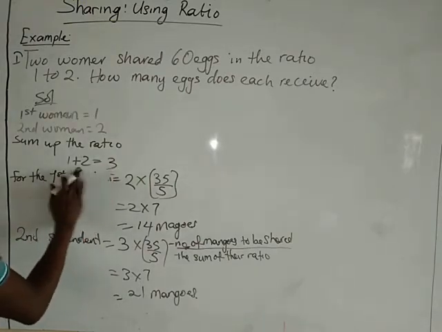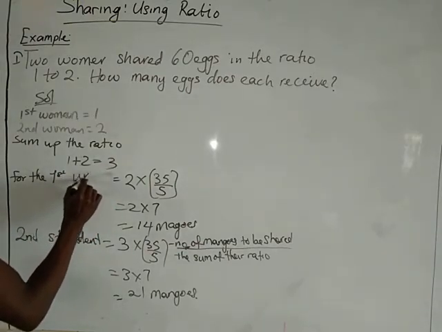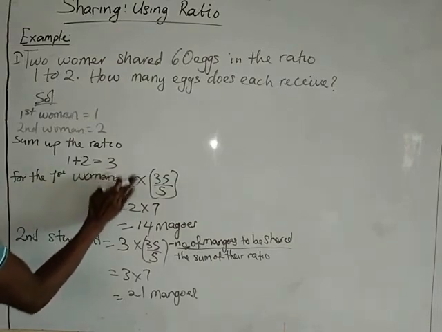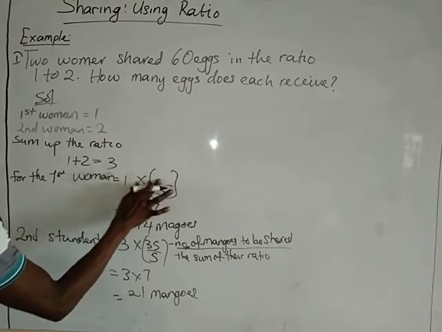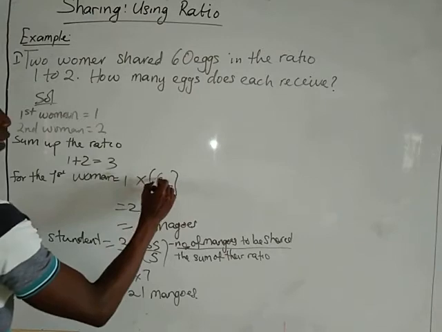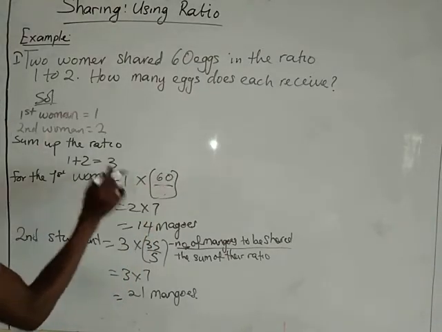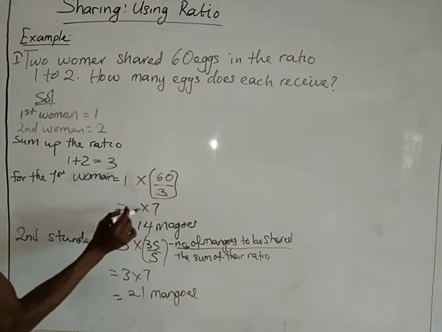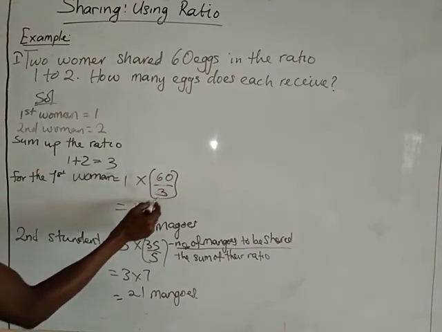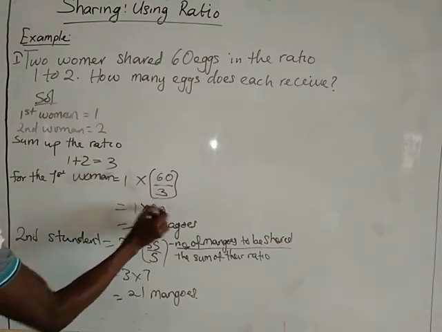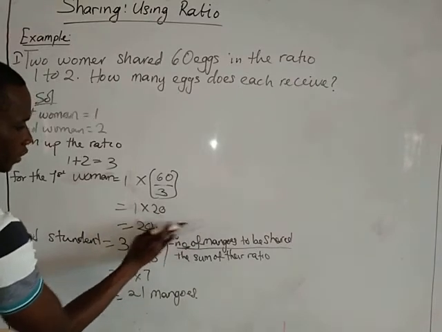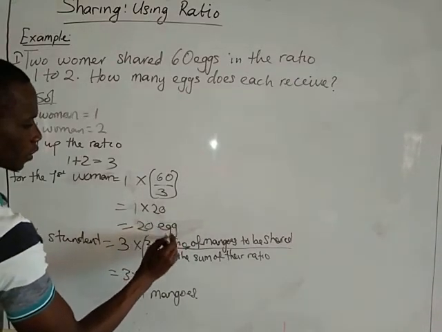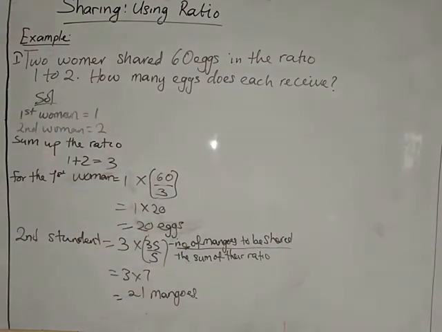So for the first woman, in this case, our ratio is 1, and the total number of eggs is 60. The sum of the ratio is 3. So I'll be having 1 times 60 divided by 3. That will be 3 in 6, 2, 3 in 0, 0. 1 times 20. So I'll be having 20 eggs. That's the number of eggs that will be allotted to the first woman.